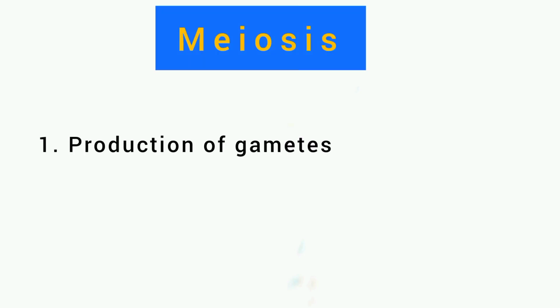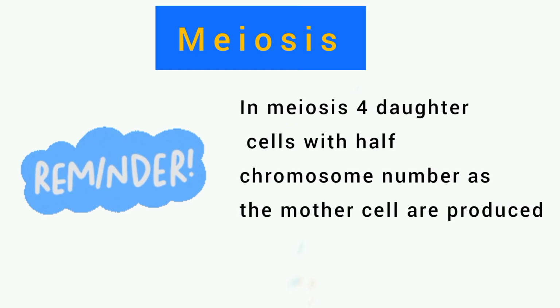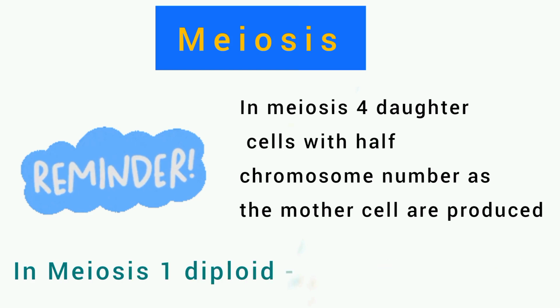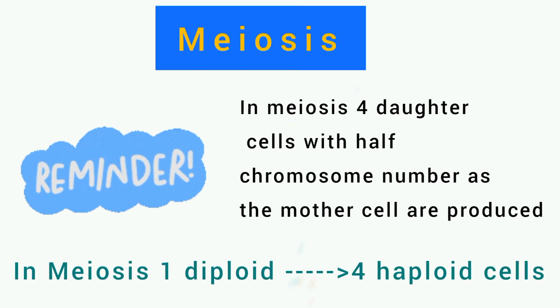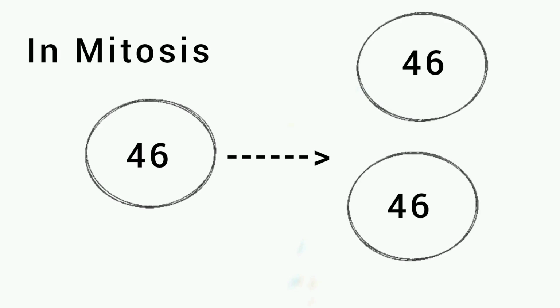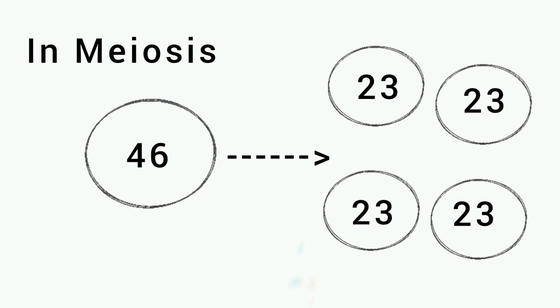Meiosis is important for the production of gametes. It also causes variations, and it is divided into meiosis 1 and meiosis 2. Please do remember that in meiosis, four daughter cells with half chromosome number are produced, unlike in mitosis, where just two diploid cells are produced. But in meiosis, one diploid cell can give four haploid cells. Okay? And so in mitosis, for example, if we have 46 chromosomes, it's going to give two daughter cells with the same number of chromosomes, 46. But in meiosis, it's going to give four daughter cells with half the number of chromosomes, as you can see in this illustration. I hope you understand.